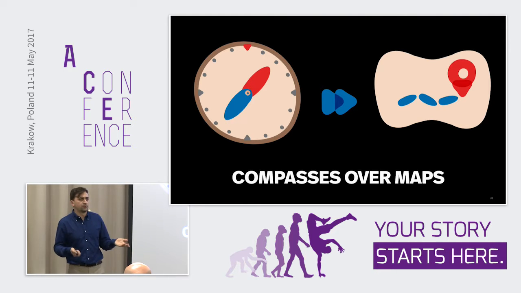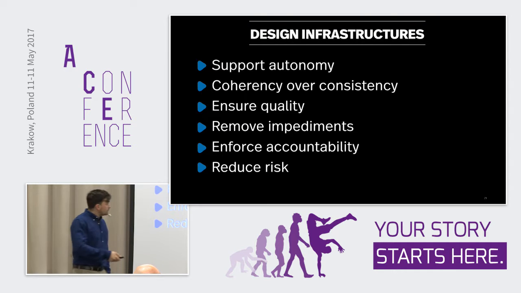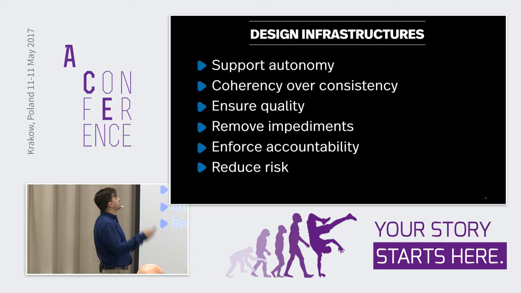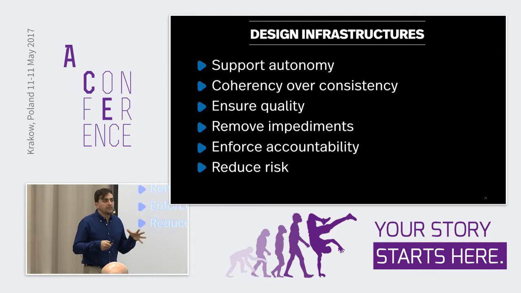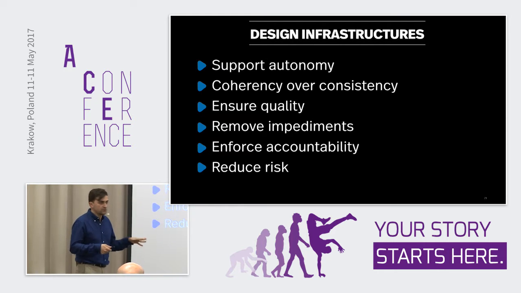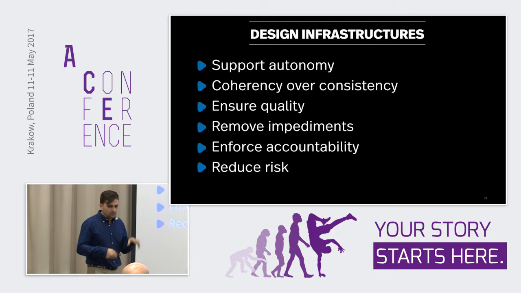I'm not just talking about problems. It's also about opportunities, discovering things when we are actually operating and making the things. And so it's about building a design infrastructure. Design infrastructure is something that is here to support autonomy, building something that is consistent, not coherent. So it means that it's useful for users to recognize things, but we cannot limit people on teams from producing something new, from breaking the rules. It's fine to break the rules. And ensure quality, remove impediments, enforce accountability, reduce risks. Those are very complicated things.